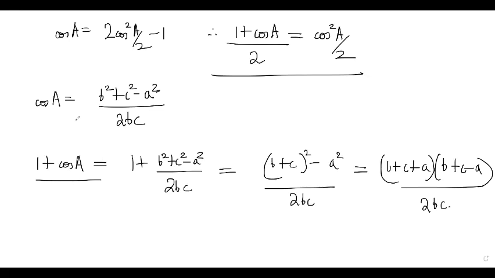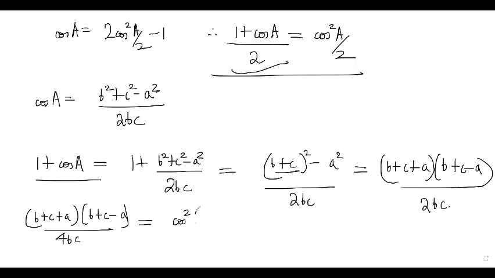So what I'm just doing here is finding out 1 plus cos A. Everyone can understand this, hopefully, right? 2bc comes here, it becomes b plus c whole square minus a square, and this is what is happening. Now I need 1 plus cos A by 2, right? So 1 plus cos A by 2 will be b plus c plus a multiplied by b plus c minus a by 4bc, right? And that is my cos square A by 2.